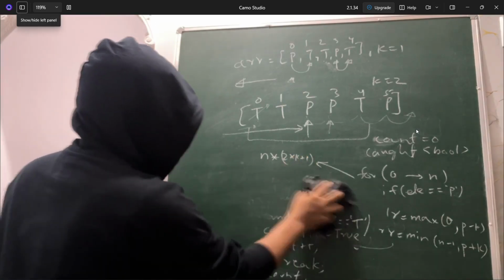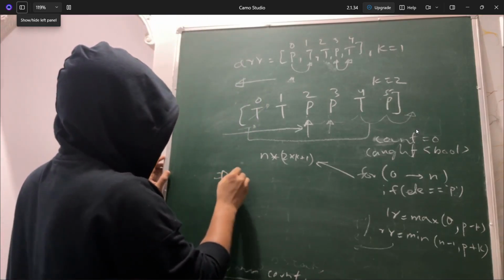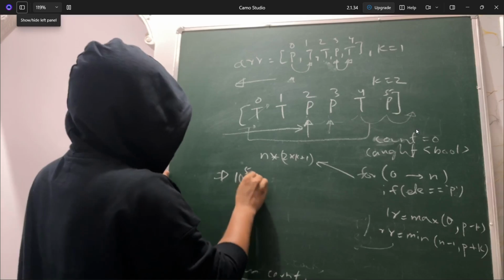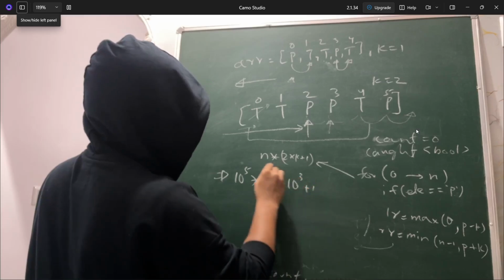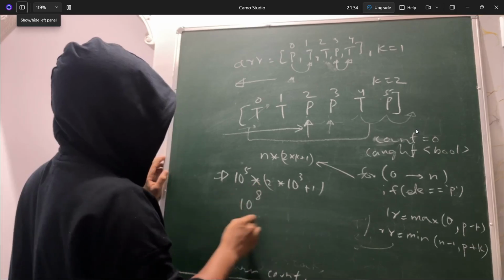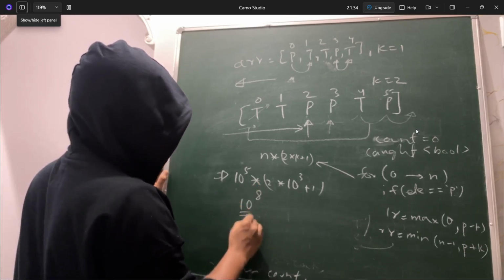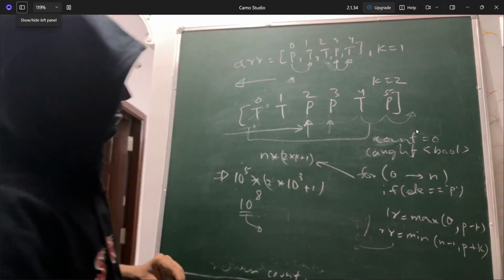Okay, so what is in question? They have given n as 10 power 5 and k they have given as 10 power 3. So if you multiply, it will be 10 power 8. So 10 power 8 means it is not within 1 second. So this problem is giving us TLE.